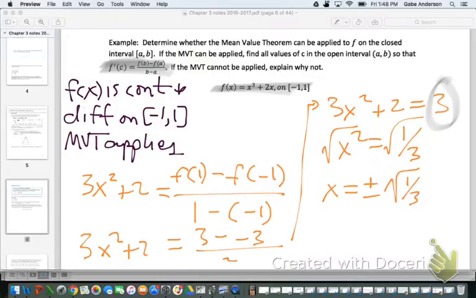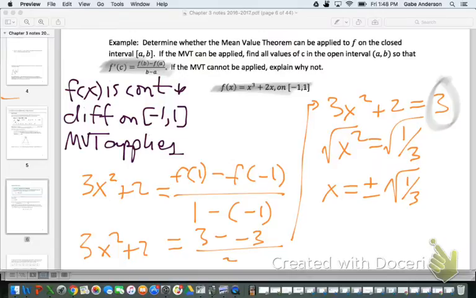I hope you guys are comfortable with the idea that it's okay now to leave radicals in the denominator. It's totally fine. So we just leave it like that. On the left, we proved that the MVT applies. And on the right, we actually found the values that fulfill the MVT. That make sense? Any questions? We okay? All right, why don't you guys flip over the page.